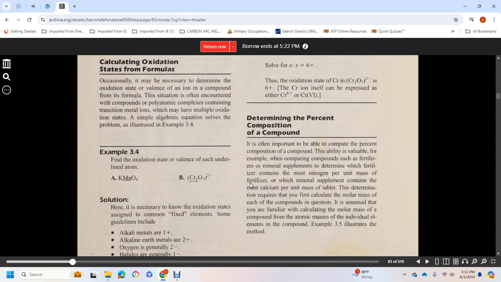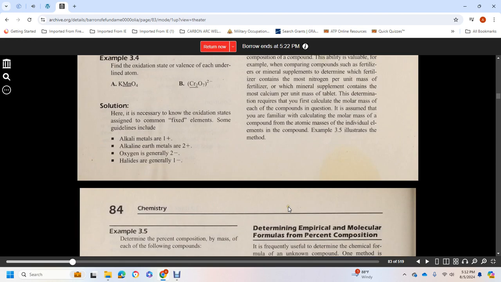Determining the percent composition of a compound is often important. It is useful to be able to compute the percent composition of compounds, for example to compare fertilizers or mineral supplements, to determine which fertilizer contains the most nitrogen per unit mass, or which mineral supplement contains the most calcium per unit mass of the tablet. The determination requires that you first calculate the molar mass of each of the compounds in question. Assuming that you are familiar with calculating molar mass from the atomic masses of the individual elements of the compound, example 3-5 illustrates the method.